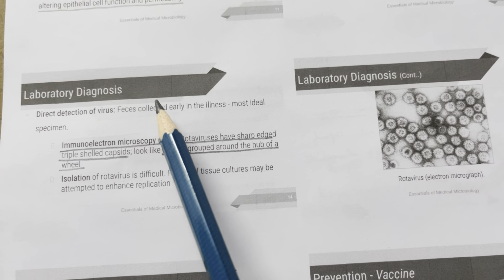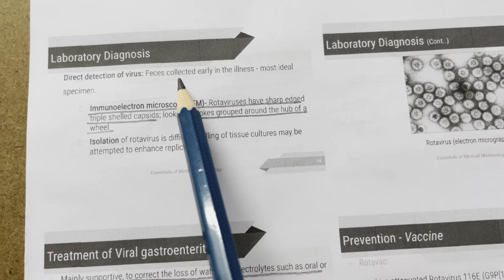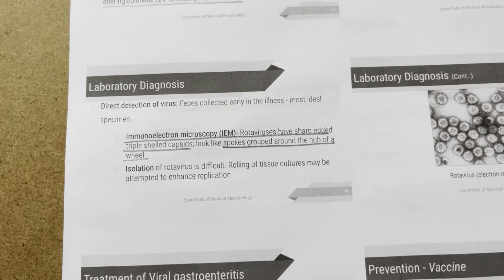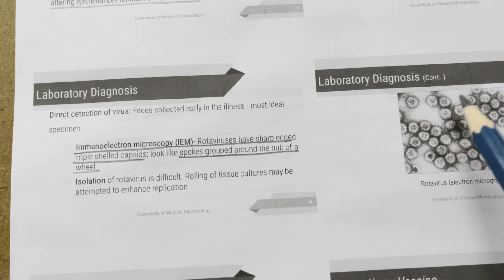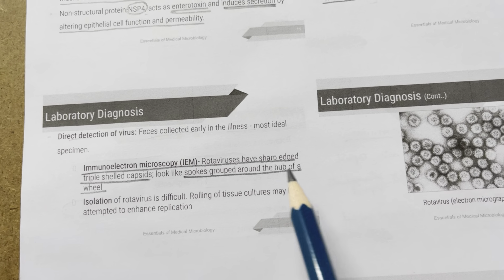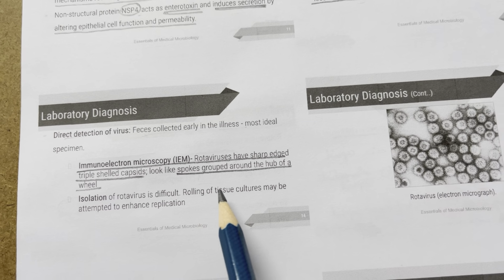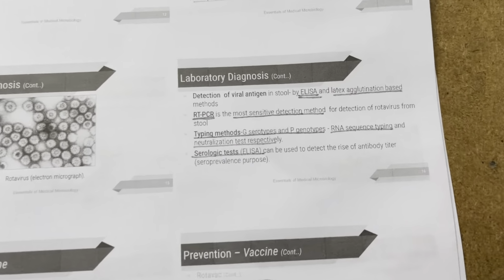Next, moving on to the lab diagnosis. So you can do the direct detection of the virus by collecting feces early in the illness, which is the most ideal specimen. So you can do immunoelectron microscopy. Rotaviruses have sharp-edged triple-shelled capsids. They look like spokes grouped around the hub of a wheel, and isolation of the rotavirus is difficult, and rolling of tissue cultures may be attempted to enhance replication.